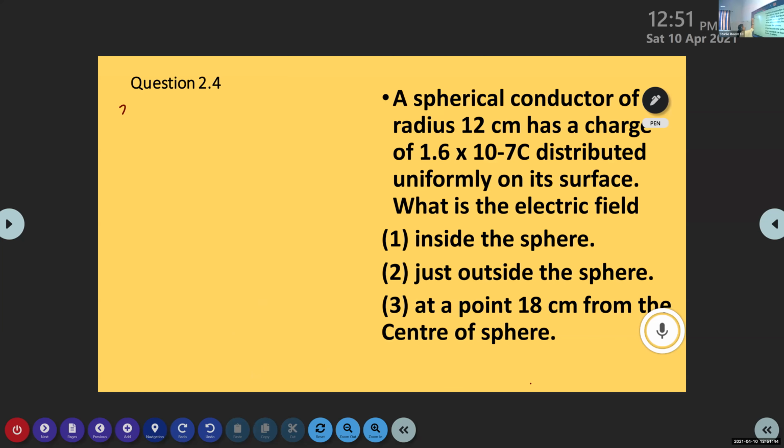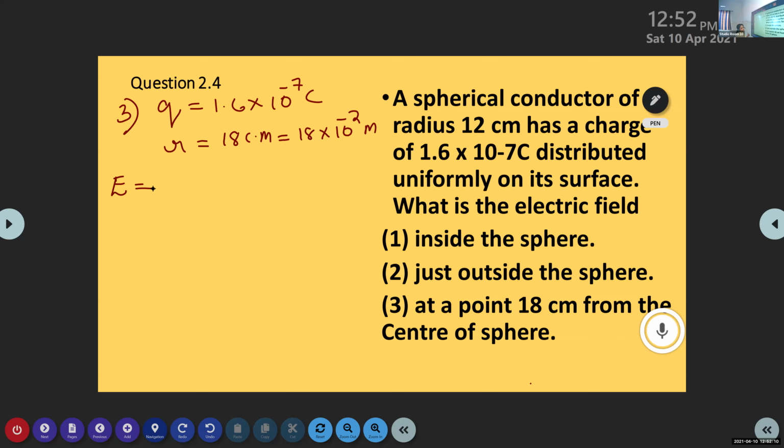So for the third sub question, the charge is the same. Q is equal to 1.6 into 10 raised to negative 7 coulomb. And the distance of separation, or the radius, is now 18 centimeter. The 12 centimeter changes into 18 centimeter, that is equal to 18 into 10 raised to minus 2 meter. So what is the equation for electric field?